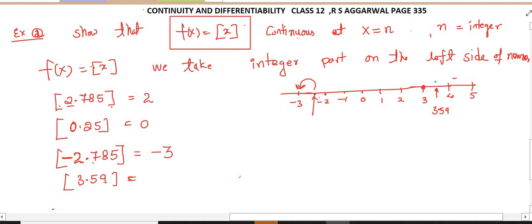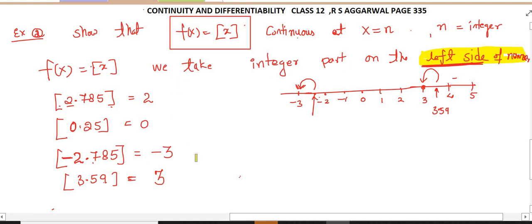3.59. So what is the left side integer? Remember, the left side integer is 3. So we will take 3. This is the key point here. We take the integer which is on the left side of the given number. I hope you understood.